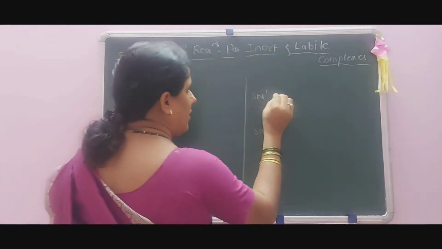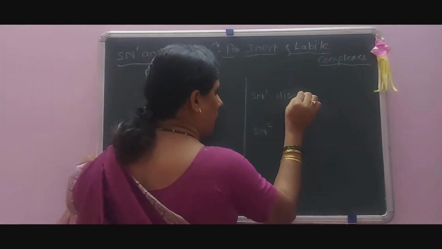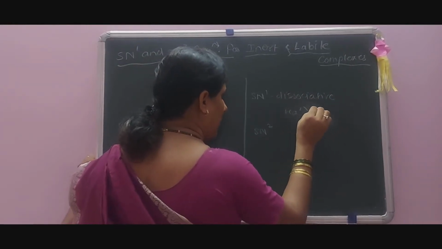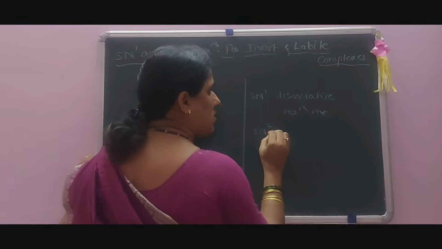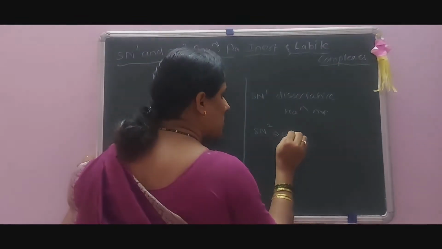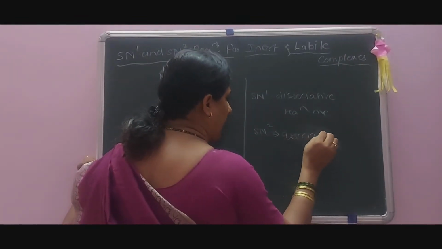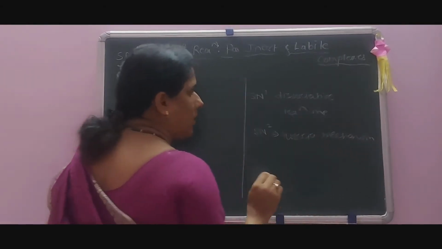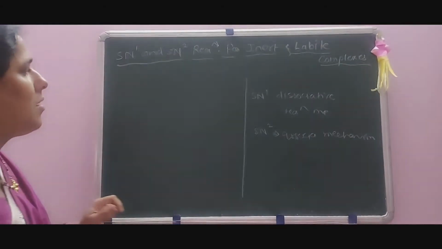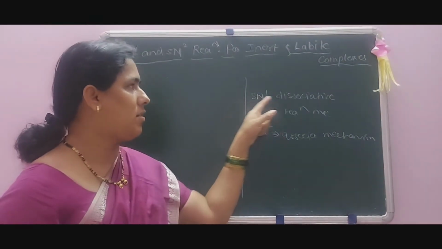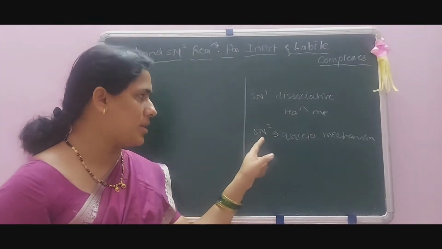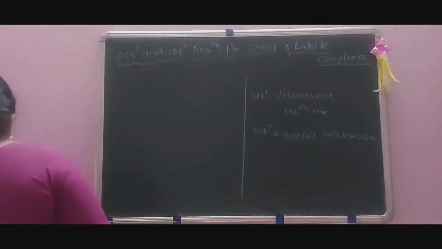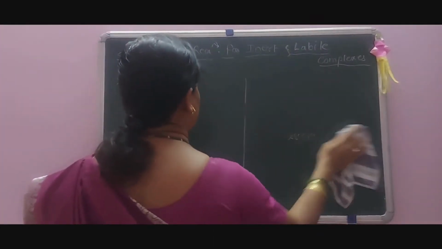SN1 means the dissociative reaction mechanism. And SN2 means the associative mechanism. For that purpose, we must know this: SN1 means dissociative reaction mechanism, SN2 means associative reaction mechanism. Now we are going to start this.